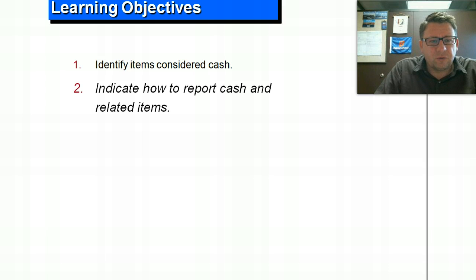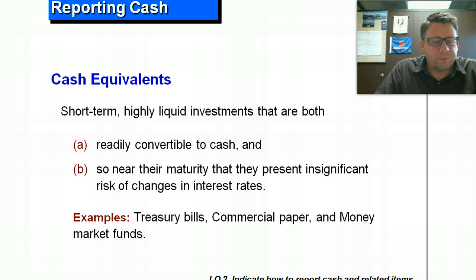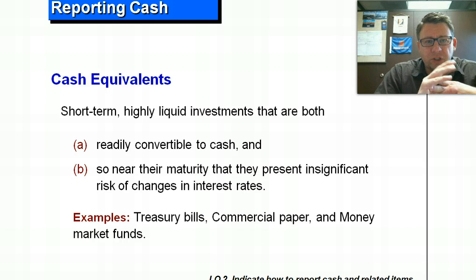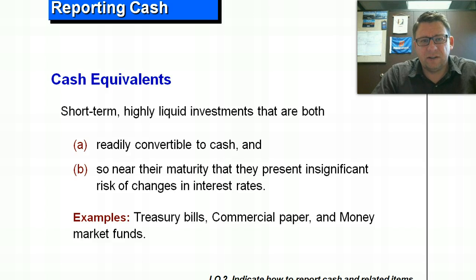Learning Objective 2 deals with how we report cash. So first, let's define this term cash equivalents. When we report cash, most companies report it as cash and cash equivalents. And cash equivalents are short-term, highly liquid investments that are both readily convertible to cash and so near their maturity dates that there is insignificant interest rate risk.